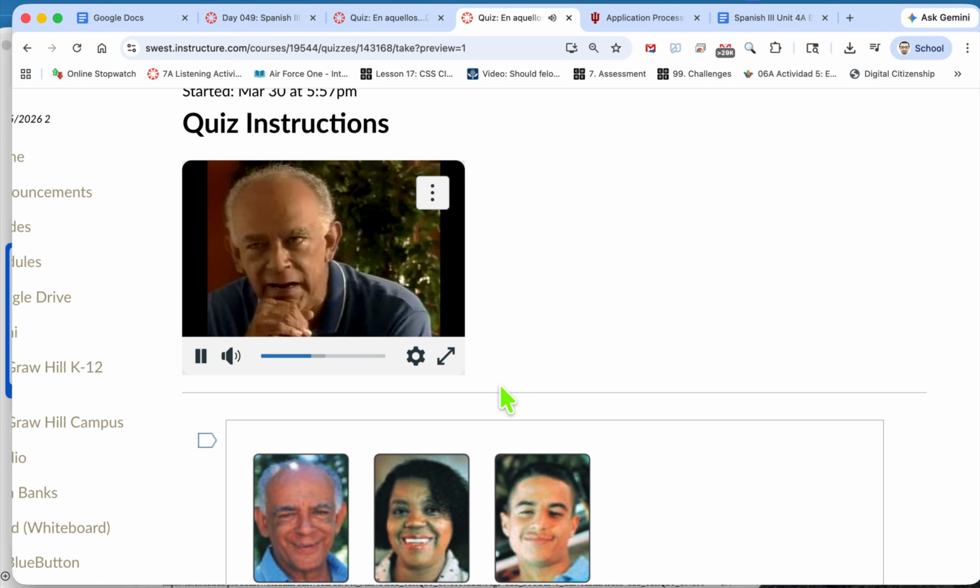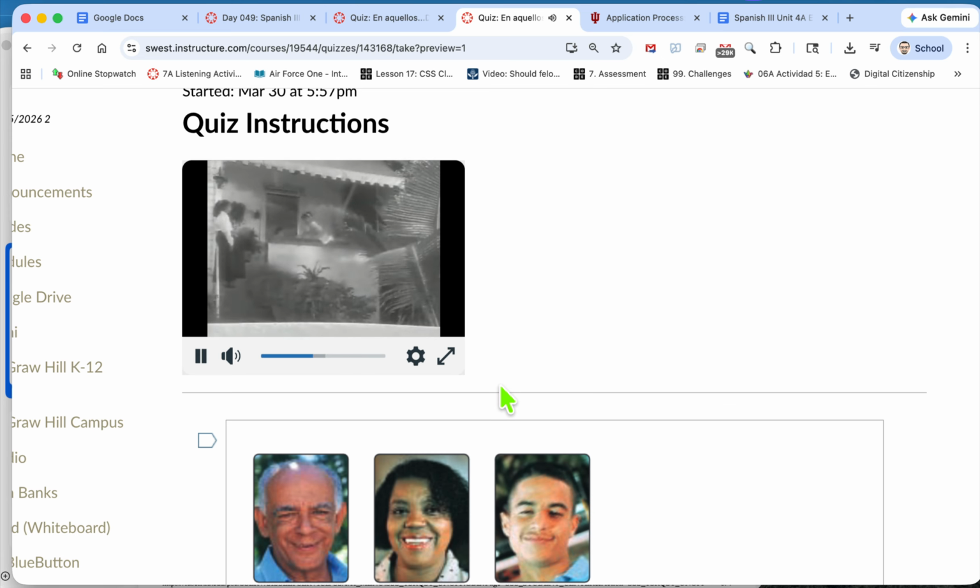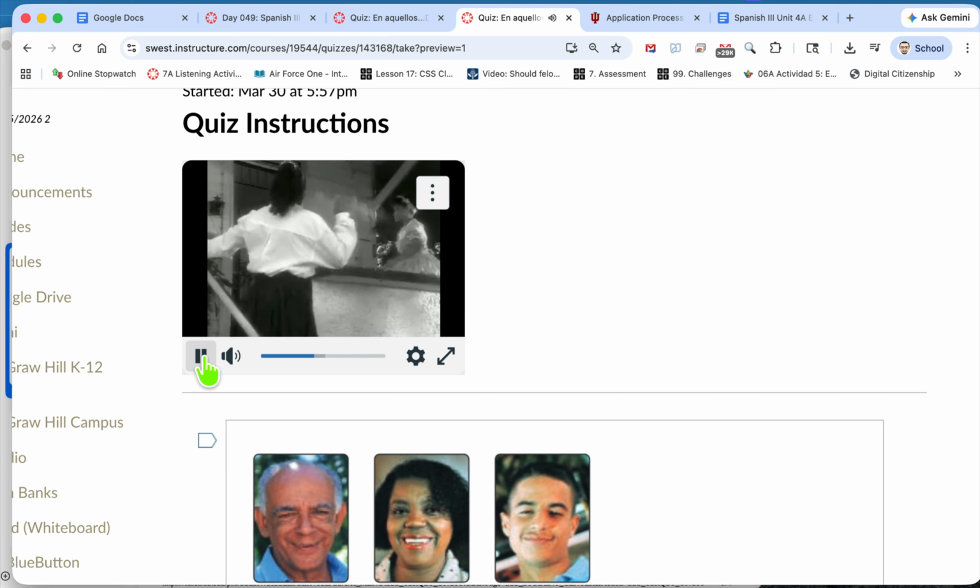Nuestra familia era grande. Éramos 8 en casa. Yo, mis 3 hermanos.